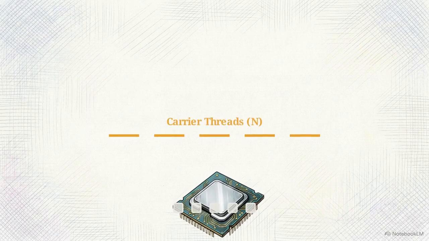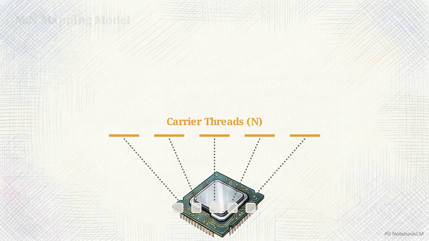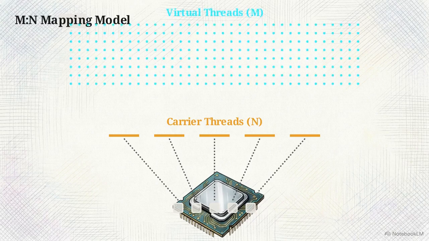This pool maintains a small, fixed number of platform threads, known as carrier threads, matching the exact number of physical CPU cores on the machine. This creates an M-to-N execution model. You can instantiate millions of virtual threads, hovering in user space, while they share a highly restricted pool of physical carrier threads underneath. When a virtual thread is ready to execute its business logic, the JVM's internal scheduler mounts it directly onto an active carrier thread, connecting it to the hardware.